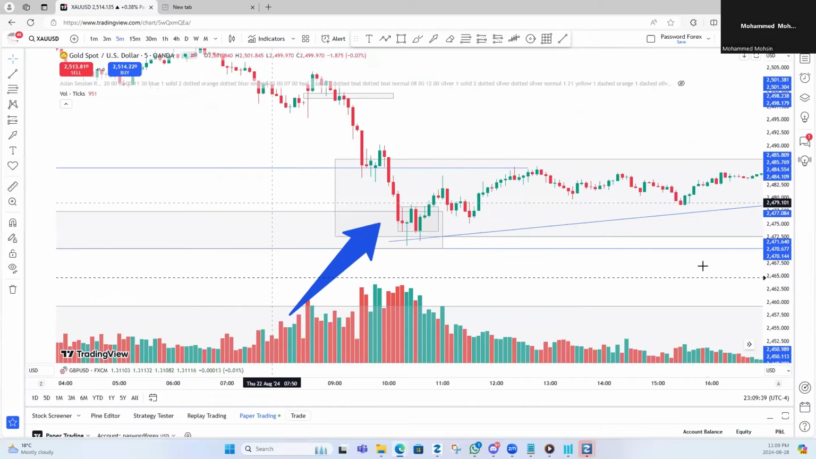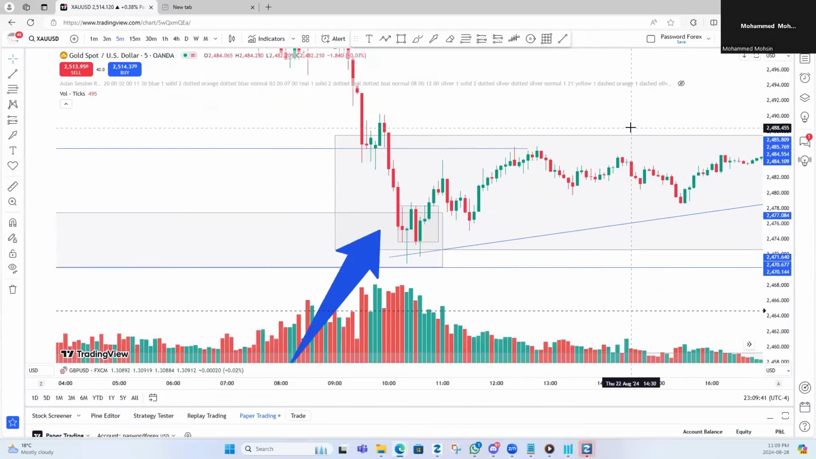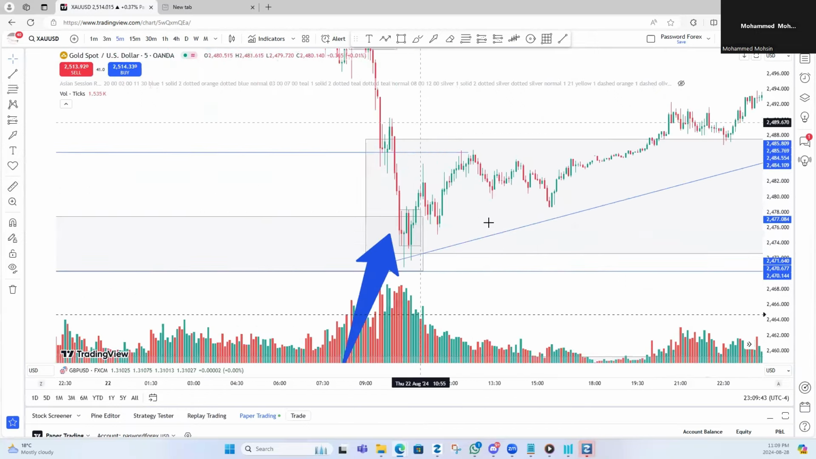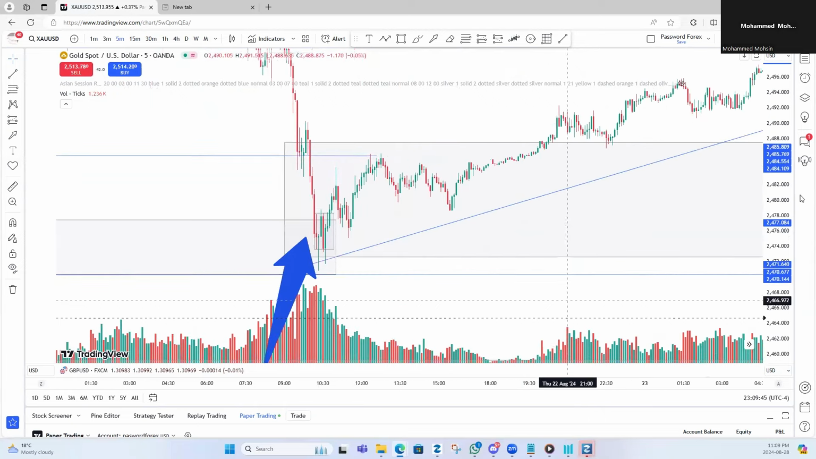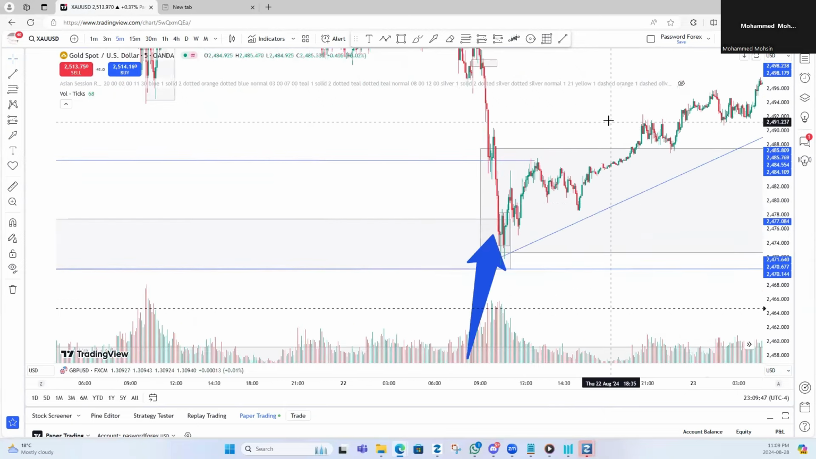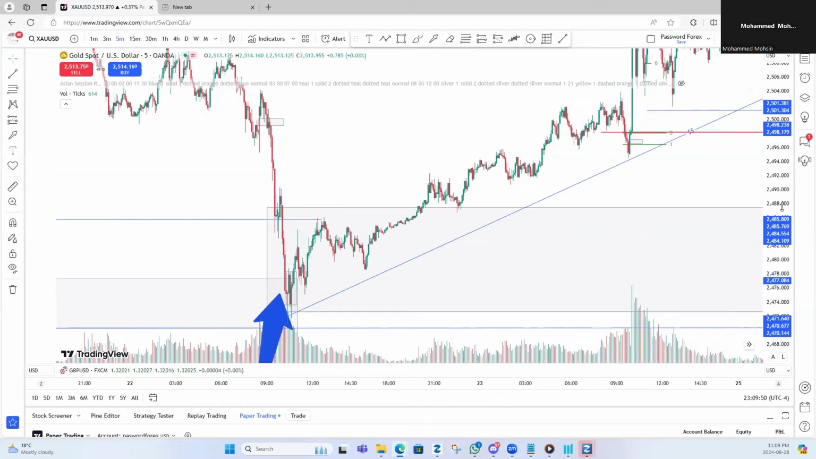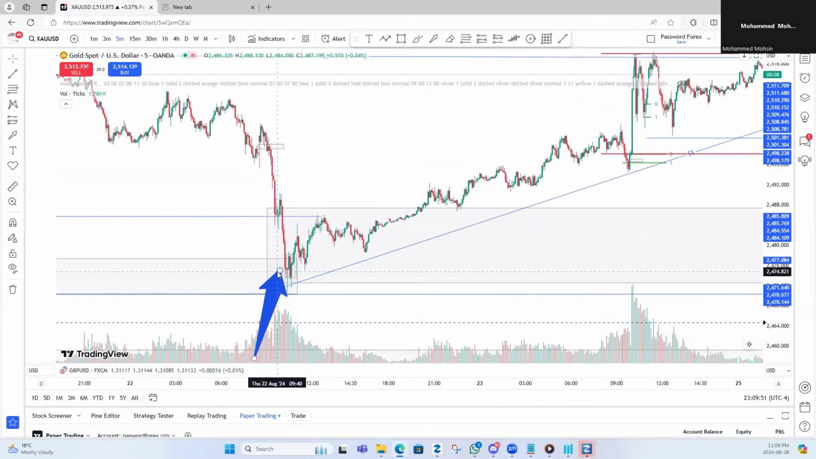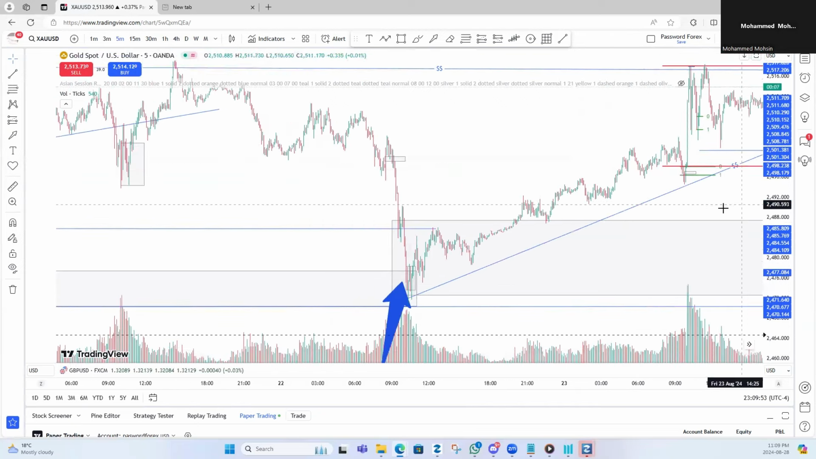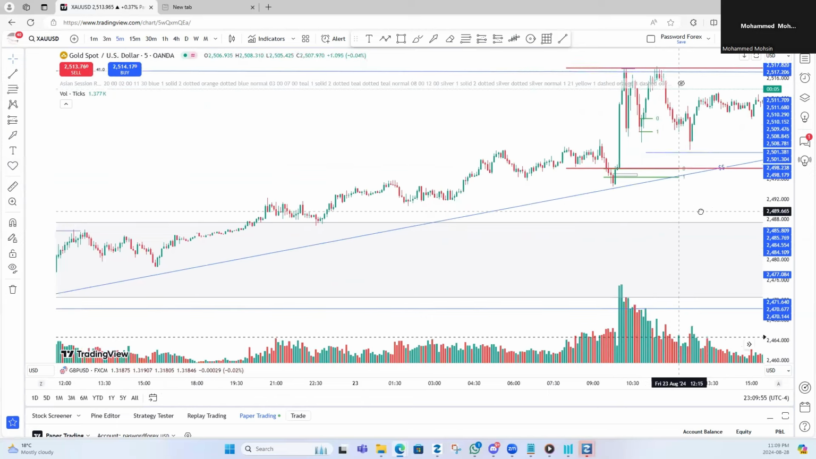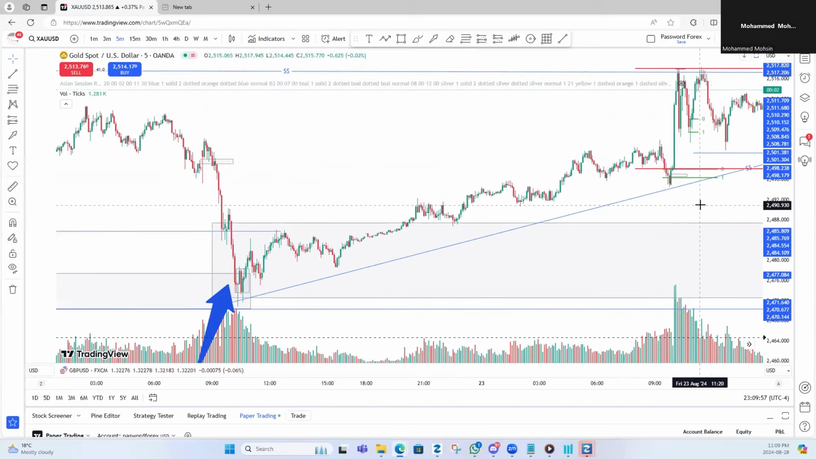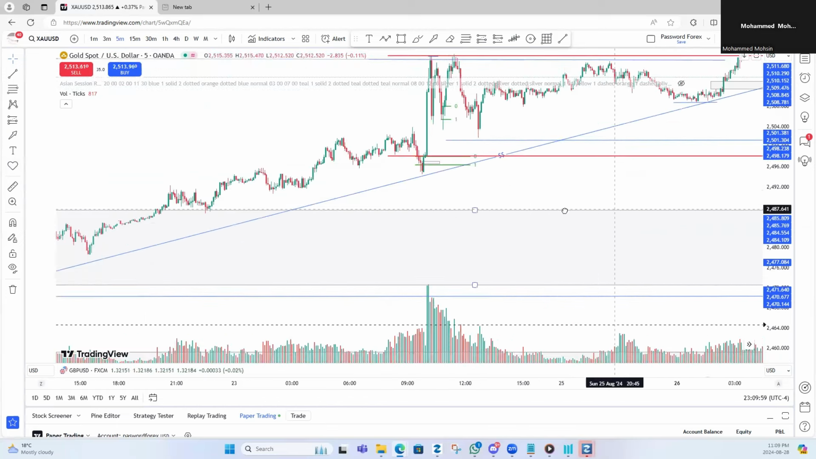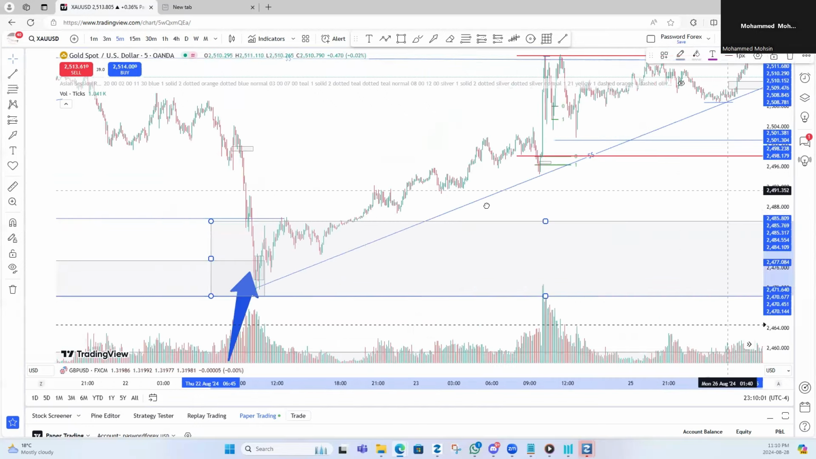But look at the result here. Market never came back and kept on running. So this was the trade I executed in real time, right? Look at the result right here. Okay. All right. So this was one of the trades that I've taken. Let me show you the trade.